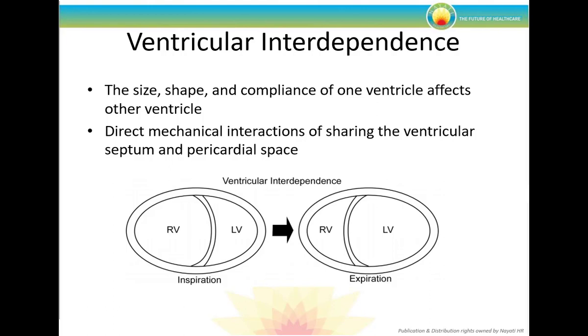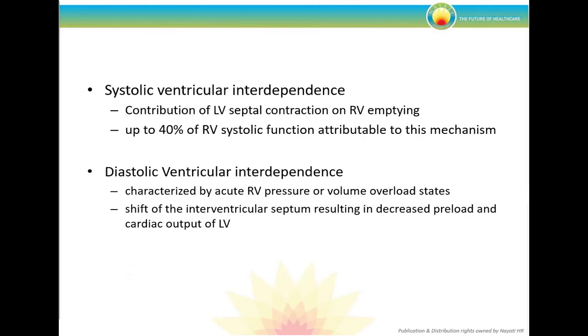Physiologically, you can see this. During inspiration, the preload to the right ventricle is high. At the same time, the left ventricle preload decreases because of the expansion of the pulmonary vessels during the inspiratory phase. The exact opposite thing happens during the expiratory phase. This is what we can see in the physiological interventricular dependence. We can divide this into two: the systolic ventricular interdependence and the diastolic ventricular interdependence.